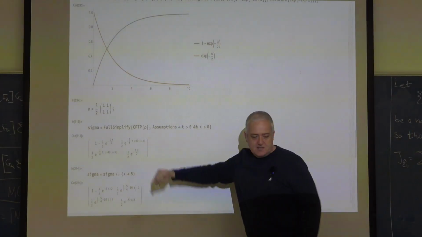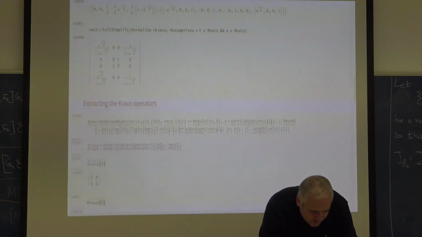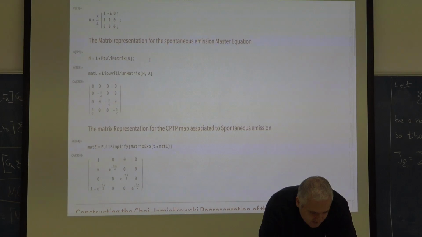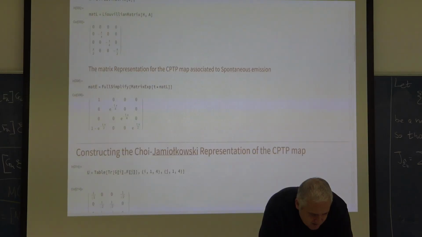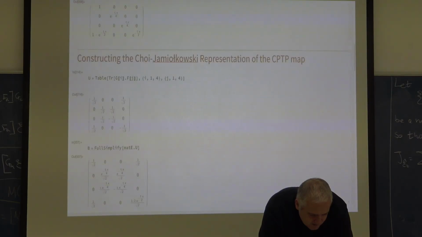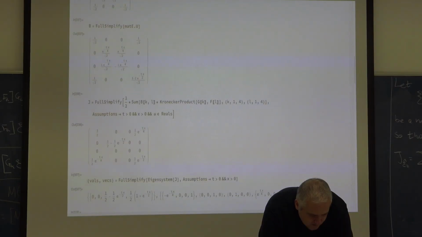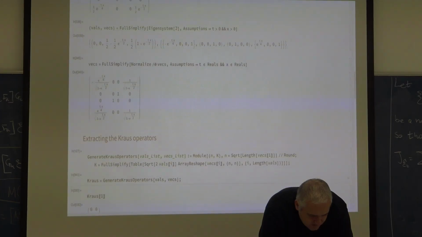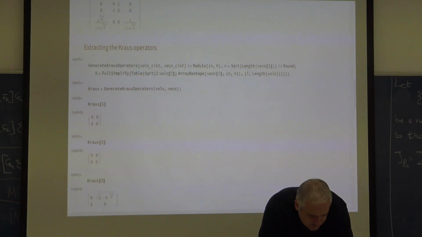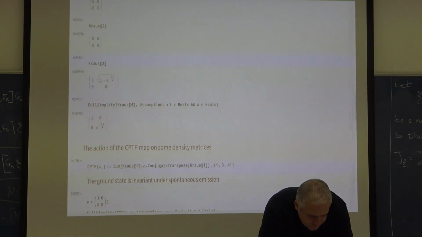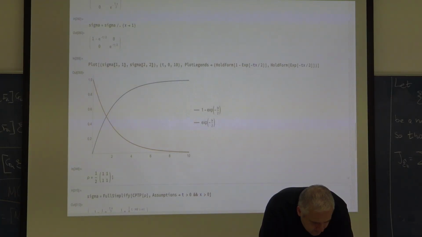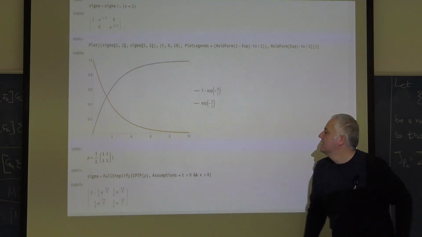Sorry. This one, hold on. Let me fix that because I think I ran it for a different Hamiltonian. So let me just redo this. Here's the Choi, here's the eigenvalues, here's the eigenvectors, here are the Krauses. And now, right, now is the correct one.